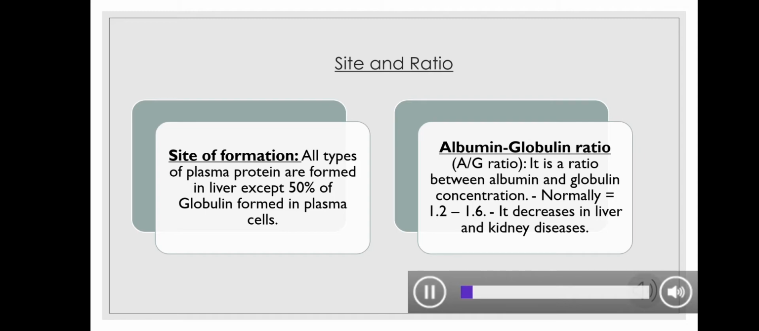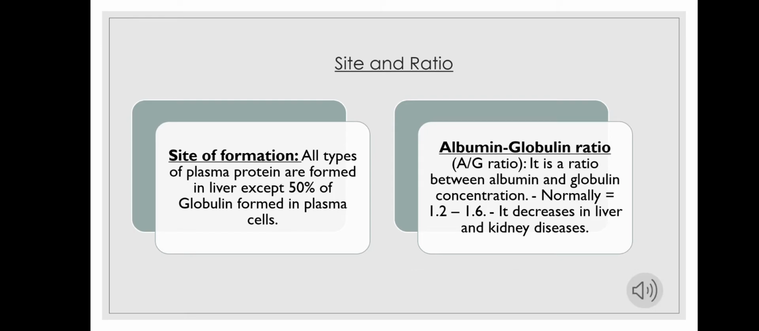Site of formation of plasma proteins. All types of plasma proteins are formed in the liver, except 50% of globulin, which is formed in plasma cells. Albumin-globulin ratio is the ratio between albumin and globulin concentration. The normal ratio is 1.2 to 1.6. It decreases in liver and kidney diseases.